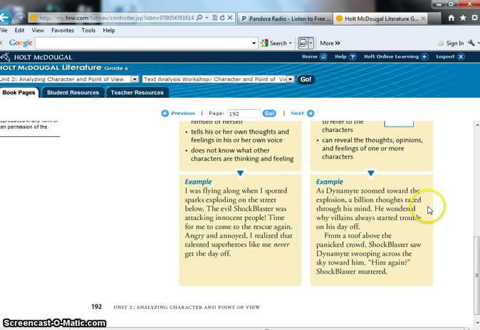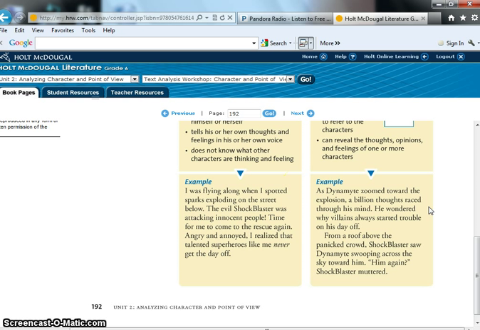As Dynamite zoomed toward the explosion, a billion thoughts raced through his mind. He wondered why villains always started trouble on his day off. From a roof above the panicked crowd, Shock Blaster saw Dynamite swooping across the sky toward him. "Him again?" Shock Blaster muttered.